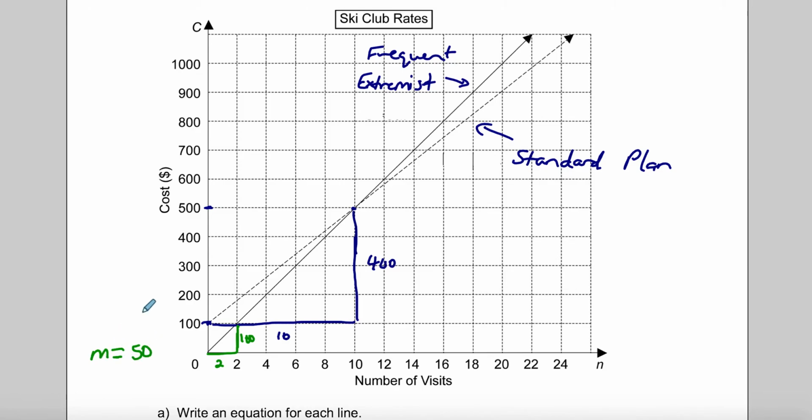And with the other one, I had a slope of 40. But what does that mean? 40 what? So we're looking at cost per visit. So it'd be $40 per visit if he's going to go skiing. And the other line would be $50 per visit.